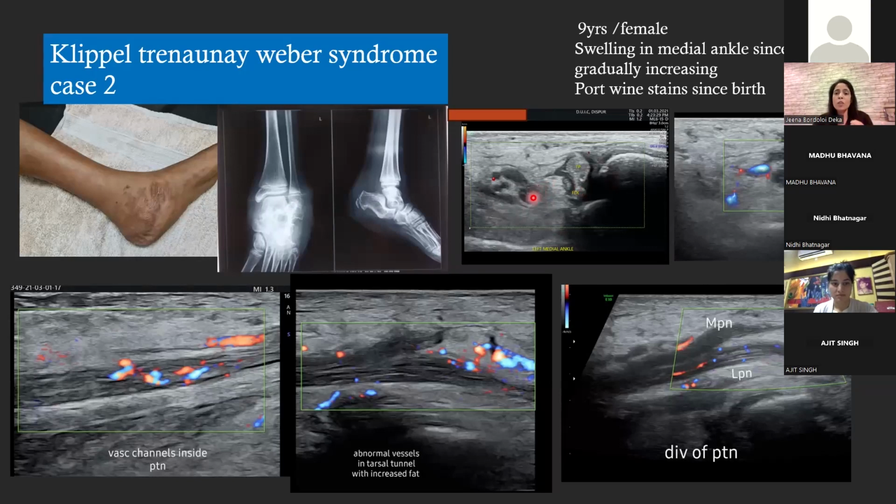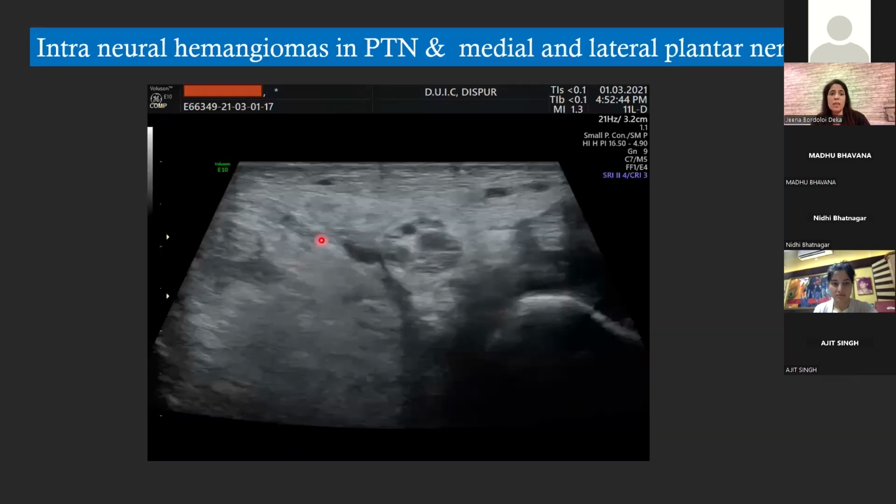And so I specifically looked for intraneural hemangiomas, and lo and behold, there were these hemangiomas within the posterior tibial nerve, extending to the medial and the lateral plantar nerves. So we can see these vascular channels inside the PTN, and also the abnormal vessels inside the tarsal tunnel within the nerve. And another very important feature that was documented even in the previous case as well as this case was the significant amount of adiposity seen surrounding these hemangiomas.